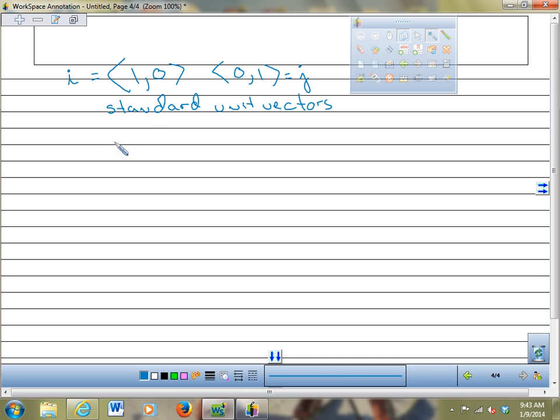So any vector, if v equals ⟨v1, v2⟩, I could write that as v1 in the i direction plus v2 in the j direction. And this is called a linear combination form of a vector. So it's just another way to talk about vectors.